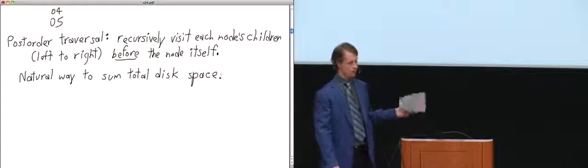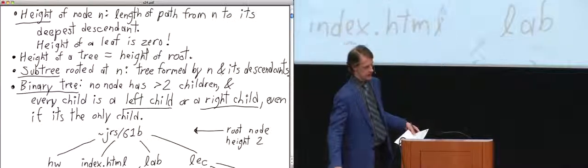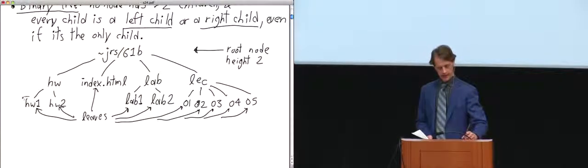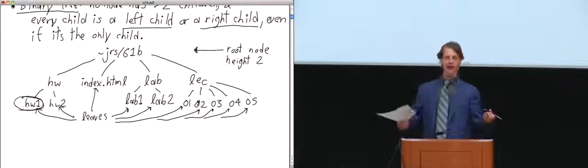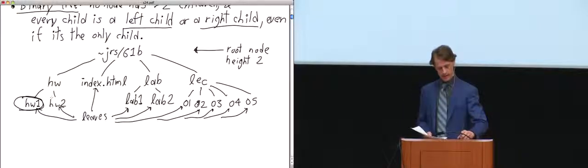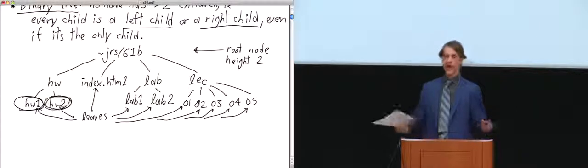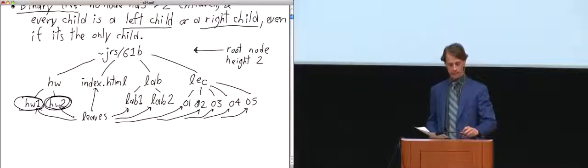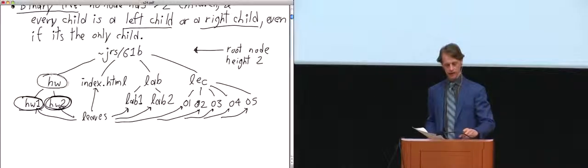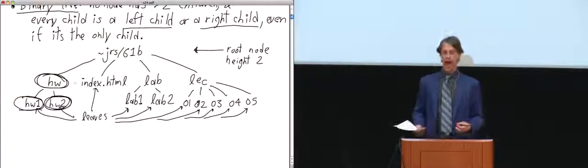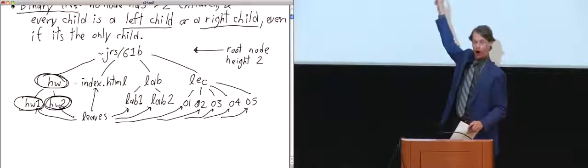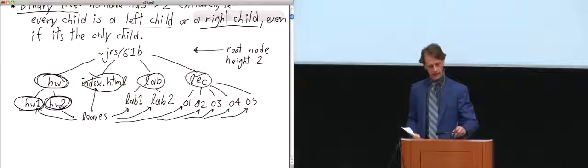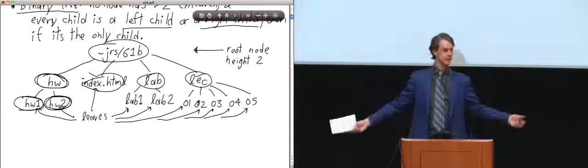And the reason why it's the natural way, again, is because if you have a tree like this, you have to start by counting the files in this subdirectory, adding up their disk space. Then you need to sum up the files in this subdirectory, add up their disk space. Only after you've done that can you go up and sum up the total disk space used here and by its descendants. And only when you've done this for all of the children of the root can you finally go up to the root and sum the total disk space for the entire tree.